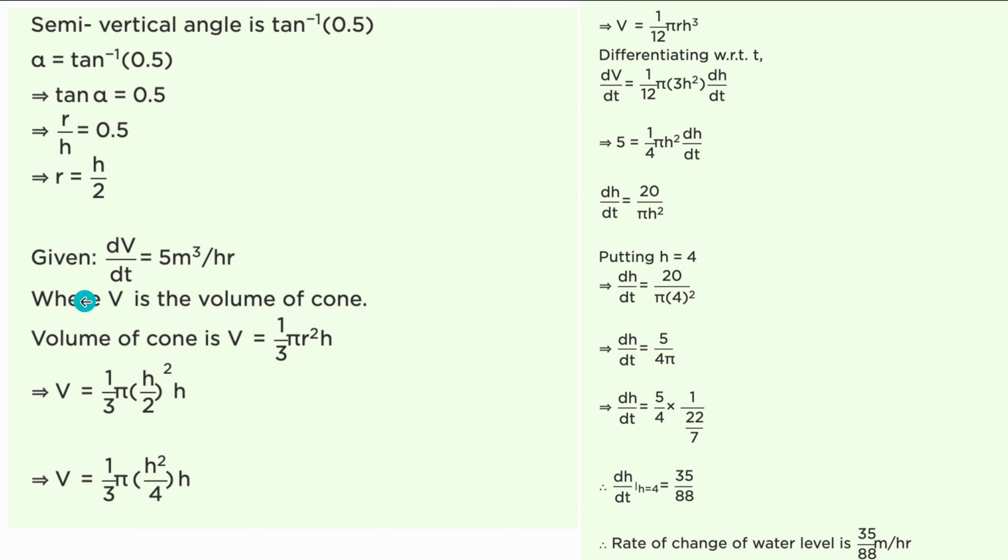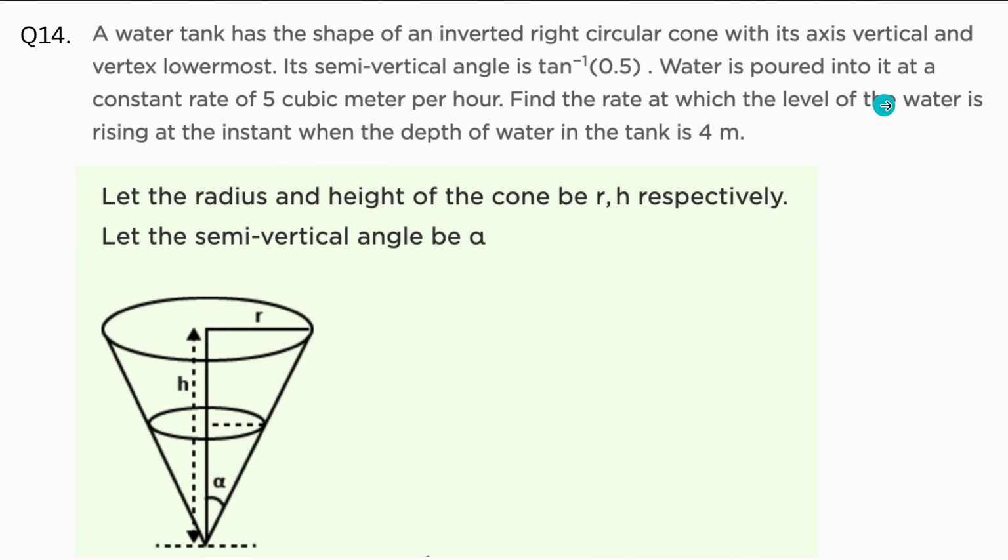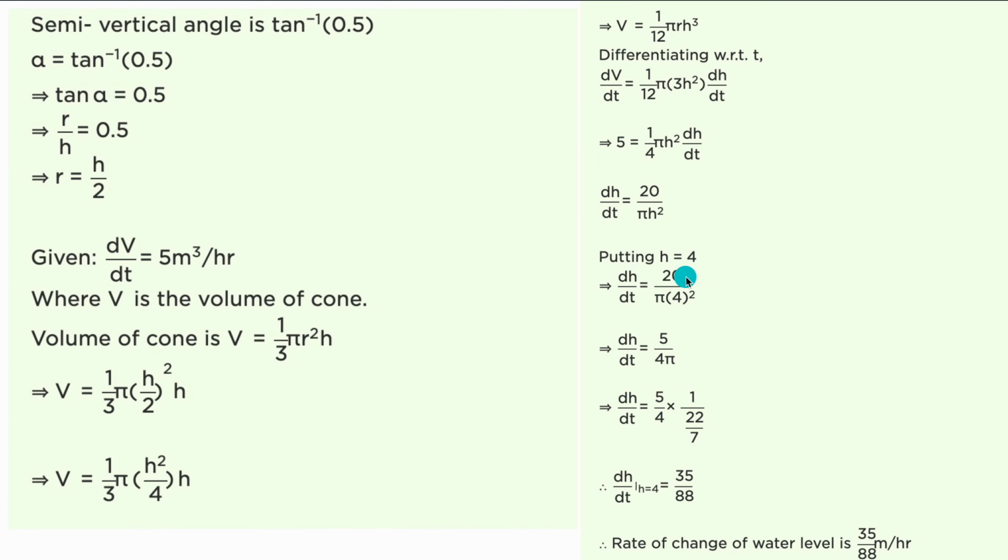In the question they're asking us the rate of change of the level of water, when the depth of the water in the tank is 4 meters. So then you put h is equal to 4, and you get dh by dt as 5 upon 4 pi. Now if you want, you can also substitute the value of pi as 22 by 7 here. Don't put 3.14. Since we're talking in fractions, everything is being dealt with in fractions. So put the fractional value of pi, that is 22 by 7, and we get dh by dt as 35 upon 88. Therefore our answer here will be 35 upon 88 meter per hour.